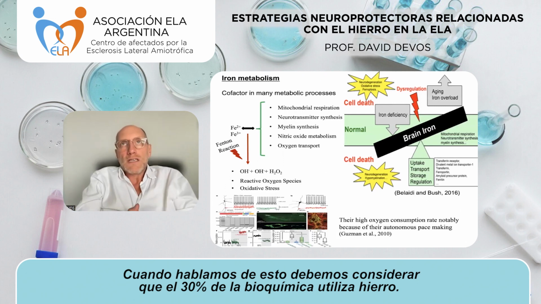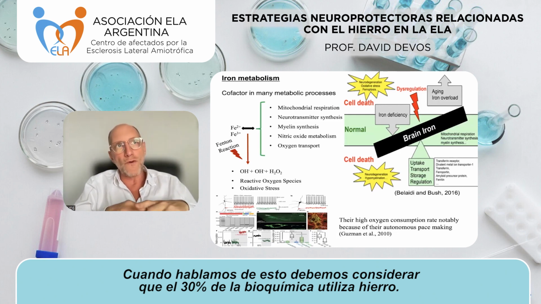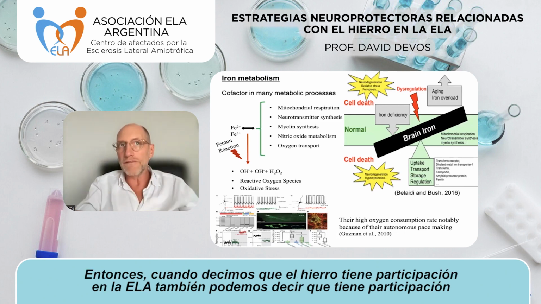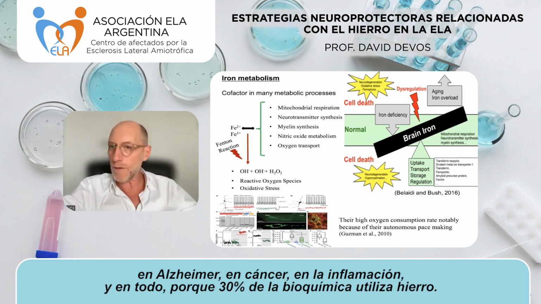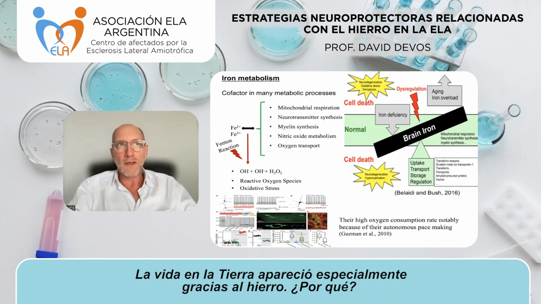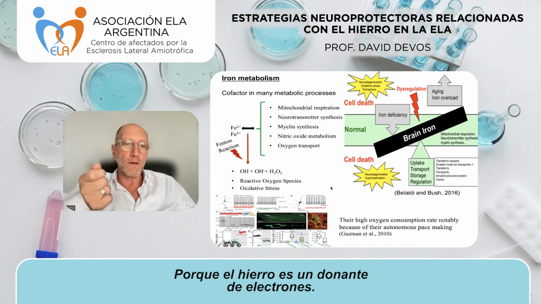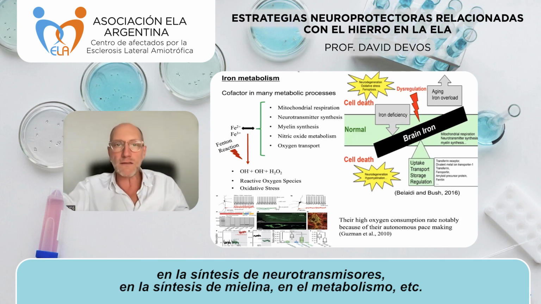Well, if we say that, we need to bear in mind that 30% of biochemistry is using iron. So in fact, when you say iron is involved in ALS, you can also say iron is involved in Alzheimer's disease, in cancer, in inflammation, in everything, because 30% of biochemistry is using iron. Life on Earth appears notably thanks to iron. Why? Because iron is a donor of electron. So iron is involved in mitochondrial respiration, in neurotransmitter synthesis, in myelin synthesis, in NO metabolism, etc.